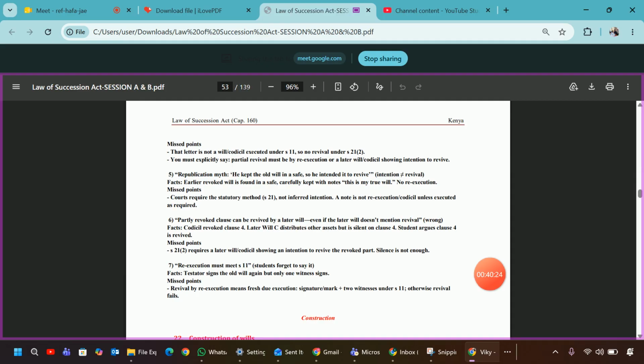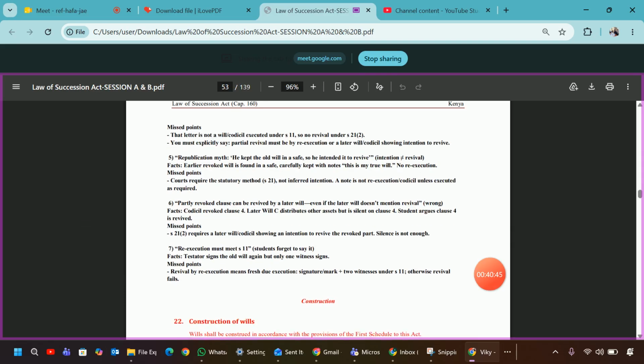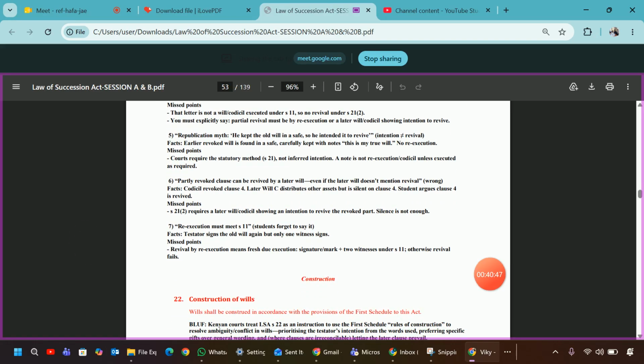Intention is not automatic to revival. What are the facts here? The earlier revoked will is found in a safe, carefully kept with notes. This is my true will. No re-execution. So courts require the statutory method, section 21, not inferred intention. A note is not re-execution or codicil unless executed as required.